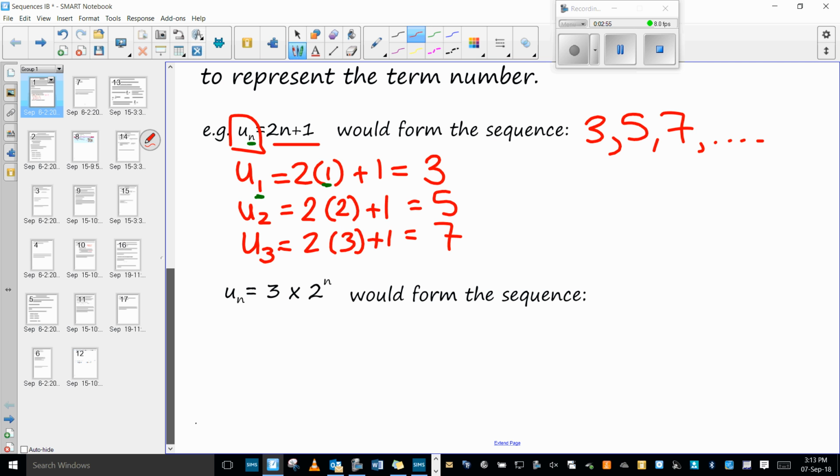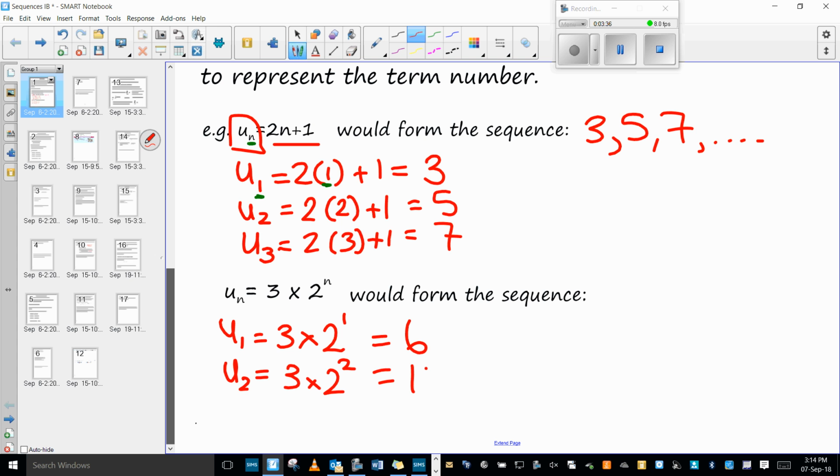3 multiplied by 2 to the n. Is this going to be a linear one? No. We've got fancy stuff happening here. But the way we work out these ones is going to be the same. So u1 is going to be 3 multiplied by 2 to the power of 1. What's the answer to that? 6. U2 would be, what would I write here? 3 times 2 to the power of 2. What is that? 2 times 2 is 4, times 3 is 12.